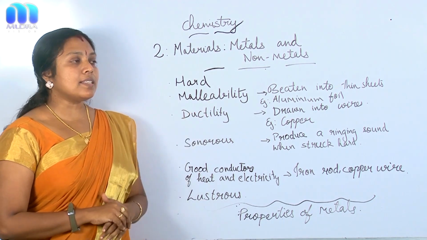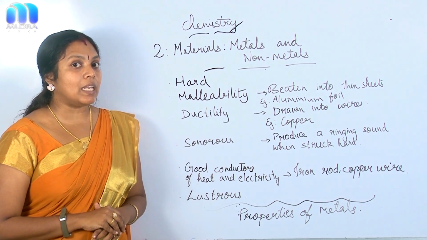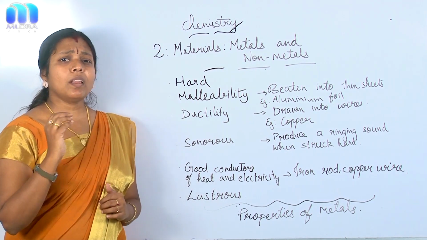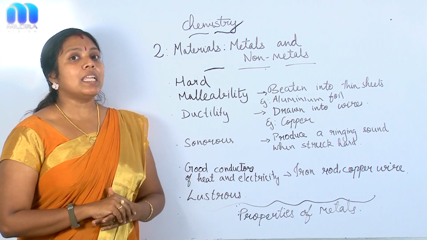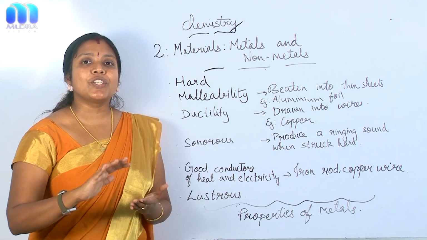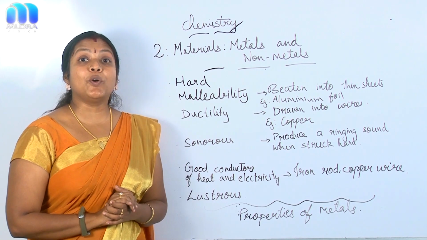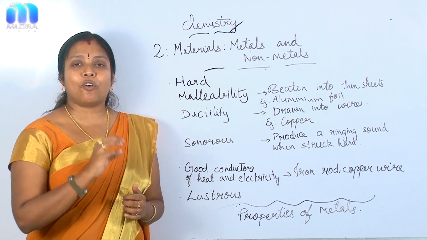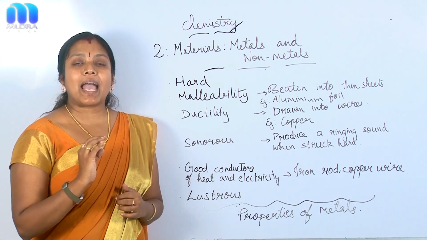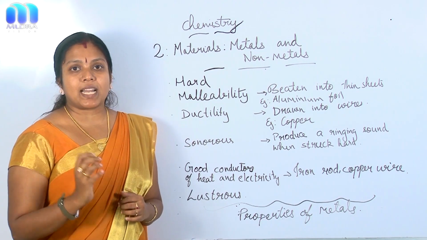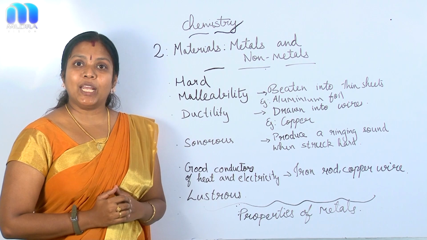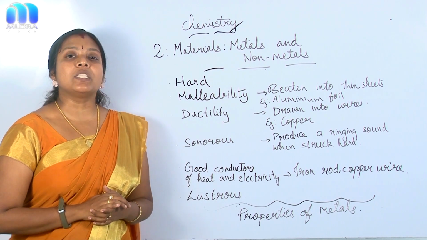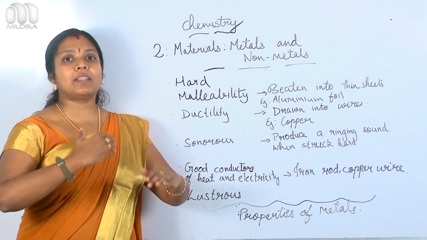Second property, it is malleable in nature. Malleability means the property of metals that can be turned into thin sheets. We know that aluminum foils are used to wrap food. Then silver foils are there for decorating sweet items. Example, aluminum foil: aluminum is beaten into thin sheets for wrapping food.